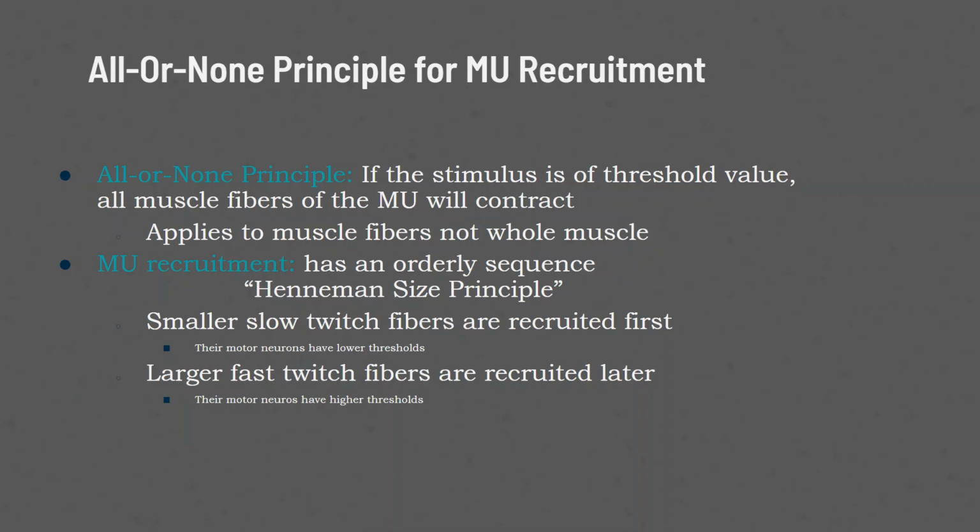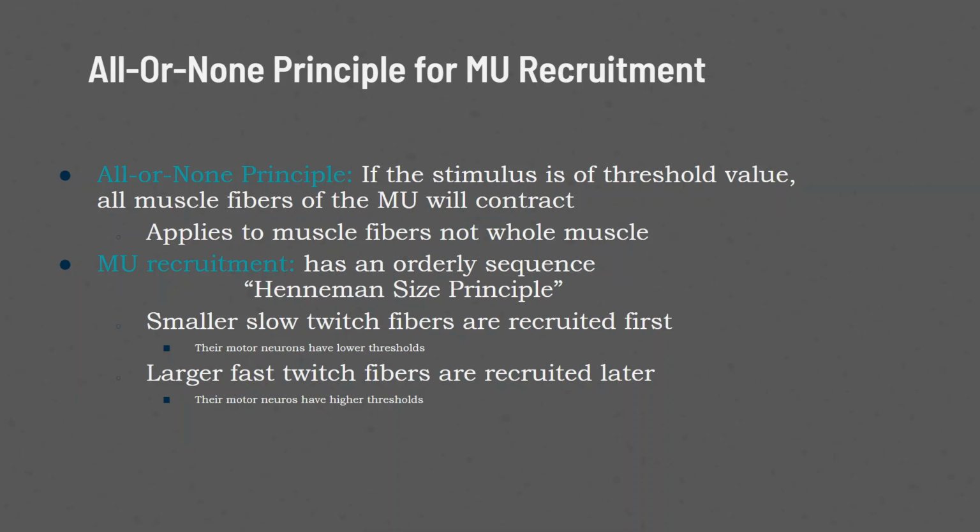How do we recruit these motor neurons or motor units? This is how we generate force from our neuromuscular system. It's called the all or none principle. So if there's a stimulus and it meets the threshold, all the muscle fibers of that motor unit will contract. So that's why size needs to vary.